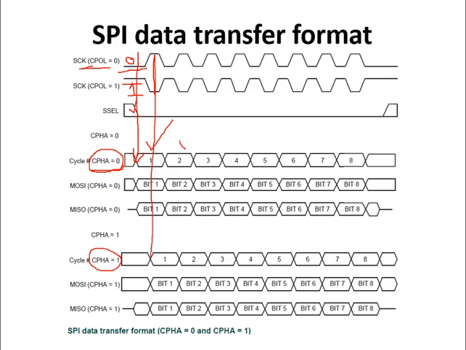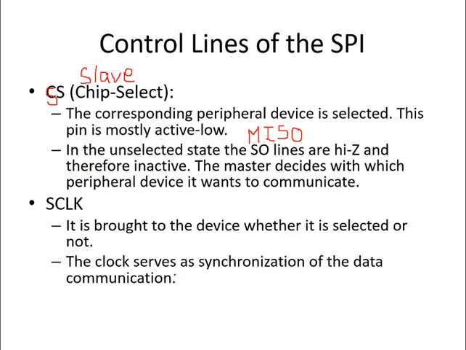This is 1, this is 2, this is 3, this is 4, this is 5, this is 6, this is 7, and this is 8. Like that your data will be transferred. With respect to this, your bits are transferred. Same thing happens here. With respect to this, your bits are transferred there. So your clock signal is responsible for the synchronization of the data communication.